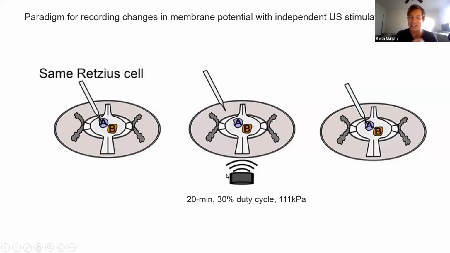As Kim already mentioned. But the really nice thing about this system is that there's actual connectivity between other Retzius cells in the neighboring area. So here we can flip over and record from another Retzius cell that has not been exposed, and that will be a proxy for our connected neighbor, if that makes sense, which was not damaged previously.